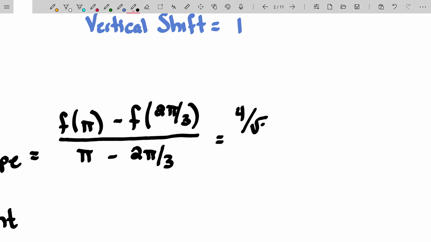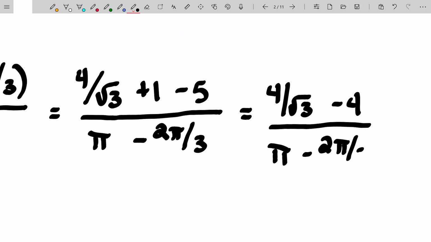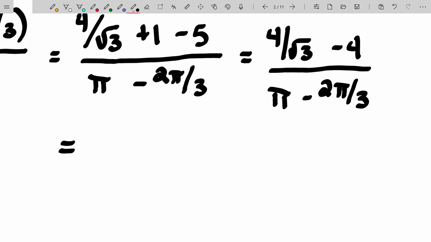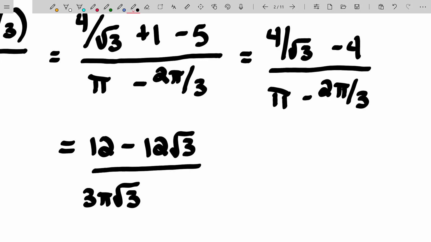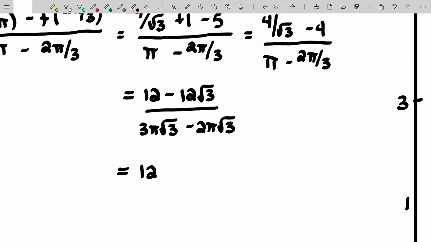And as gnarly as that looks, we can totally clean that up. It's pretty okay. Multiplying numerator and denominator by 3 root 3, we get the following. And of course, this can be cleaned up a little bit, so I'll go ahead and do that cleanup here.